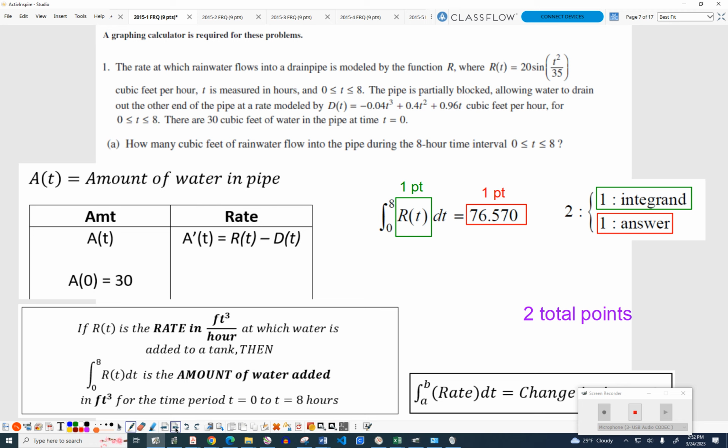They got the right answer, but their equation was R of t minus d of t. They actually integrated R of t minus d of t and got the right answer. Miraculous. But they get 1 out of 2.